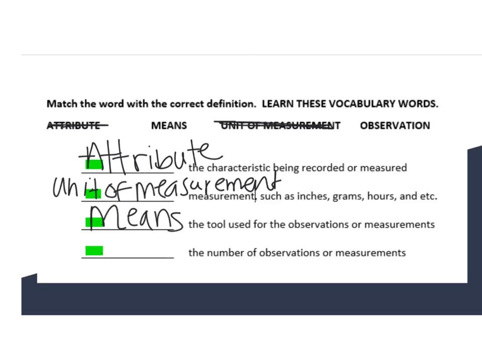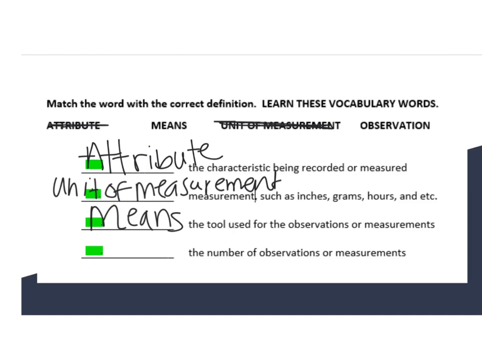So the means is the tool that's used for the observations or measurements. So for example, again, if we're talking about the height of students in a class and you're using feet, you would use a yardstick. Okay, so that would be what you're actually using to measure. If you're talking about weighing different things, then you would use a scale. So it's whatever tool you're using to gather your data.